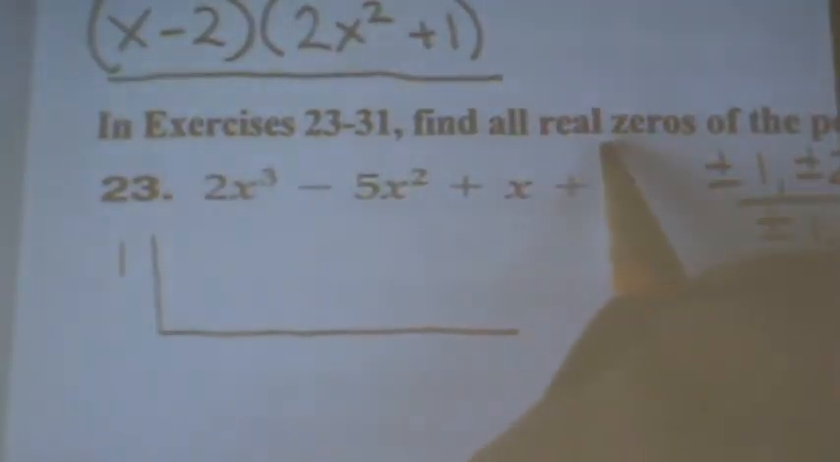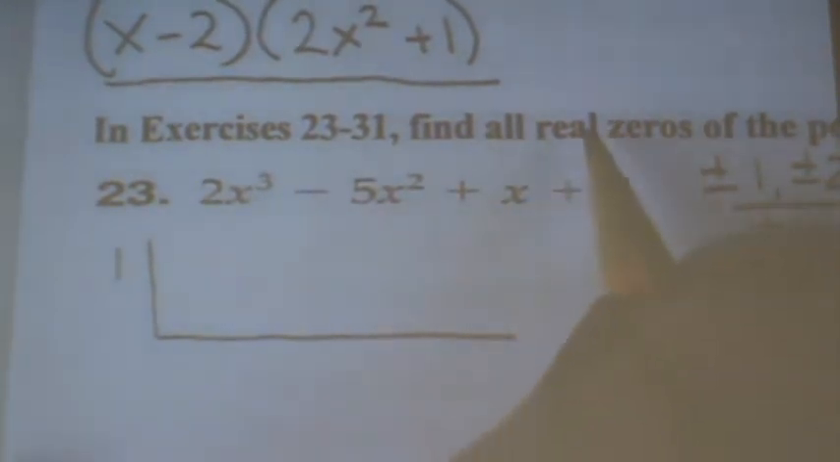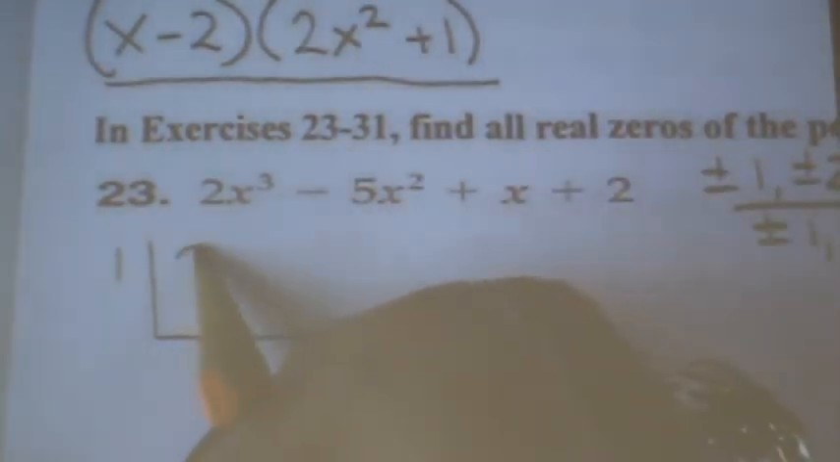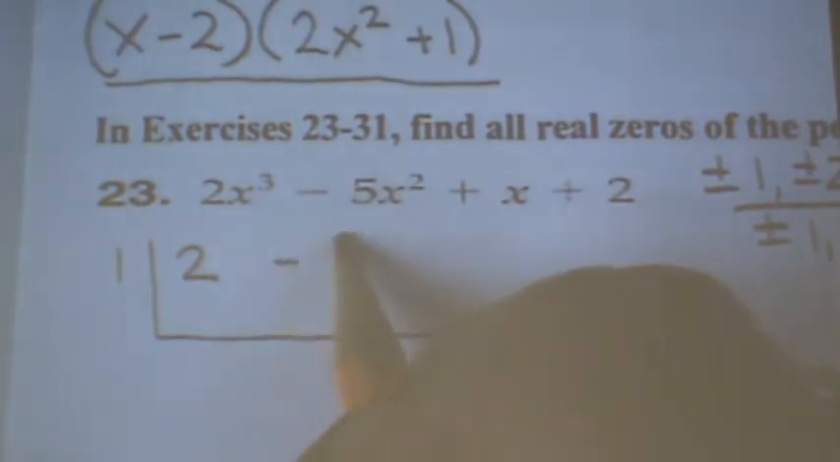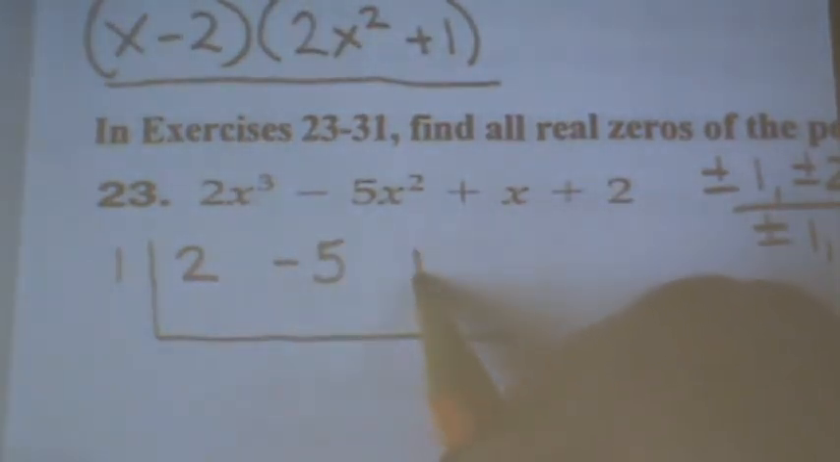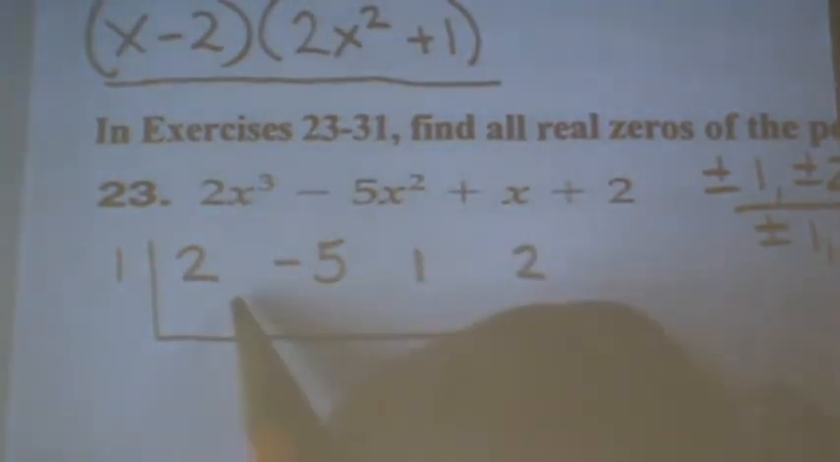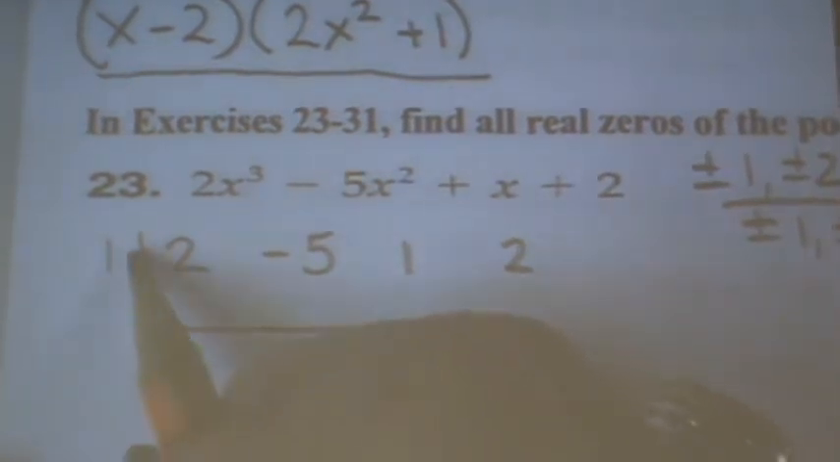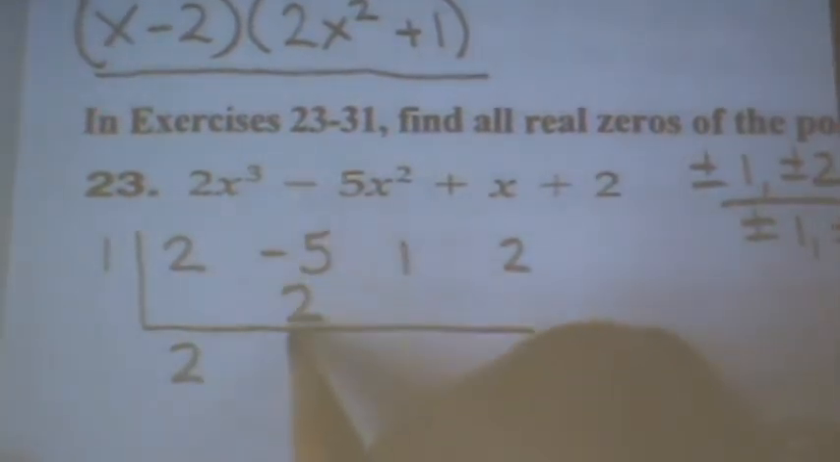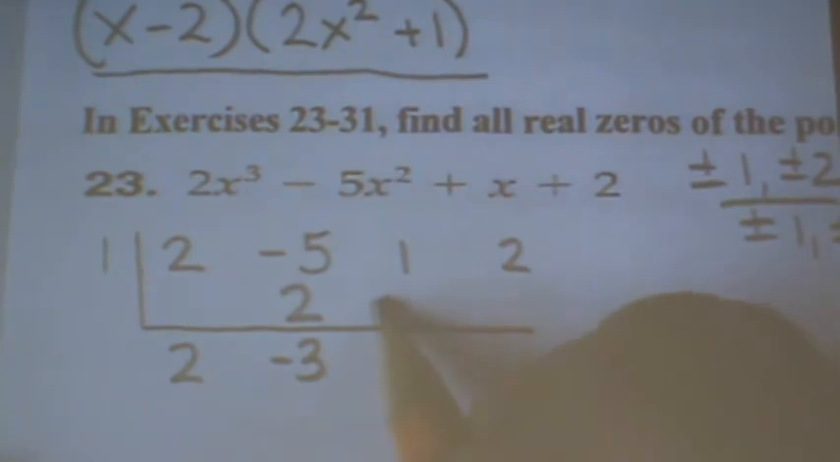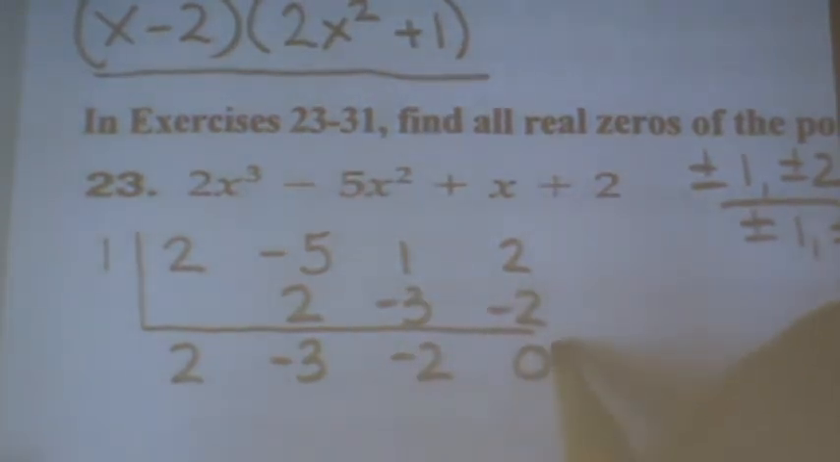And I want all real. Real consists of rational and irrational. So we have 2, -5, 1, and 2. So let's bring down the 2. Multiply, you get 2. Add, multiply, add, multiply, and we have our first 0.